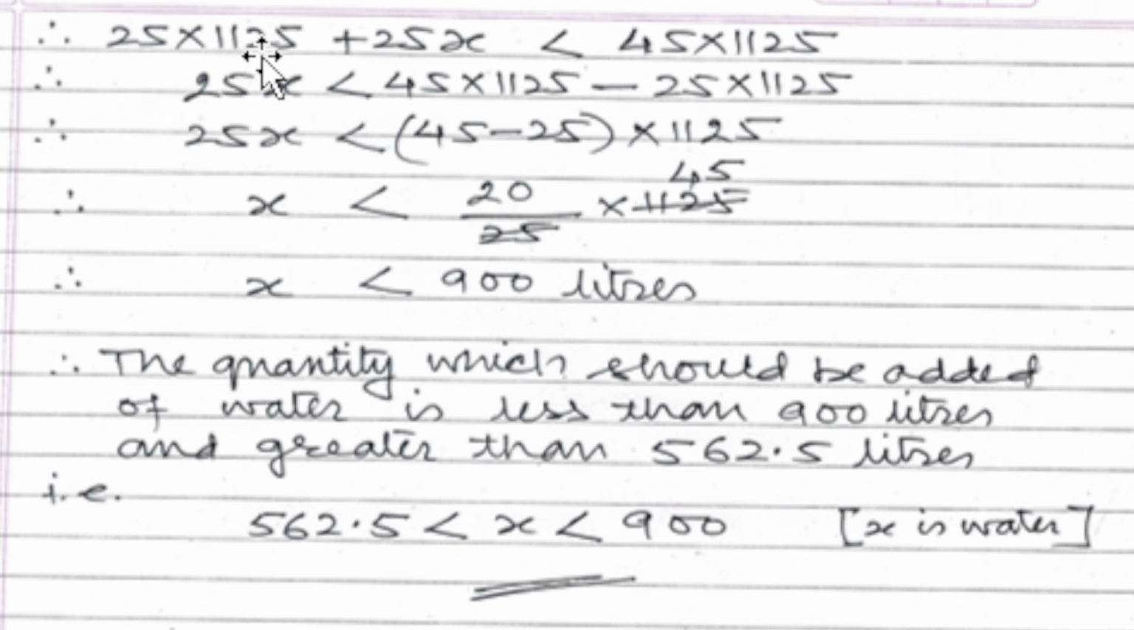Therefore, 25 into 1125 plus 25x is less than 45 into 1125, and this reduces to x less than 900 liters. Therefore, the quantity of water which should be added is less than 900 liters and greater than 562.5 liters. That means x should be between 562.5 liters and 900 liters, where x is water.